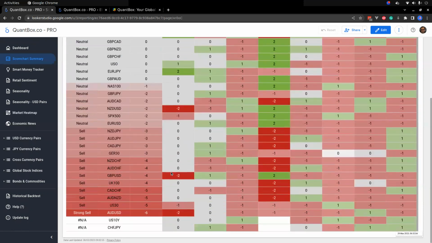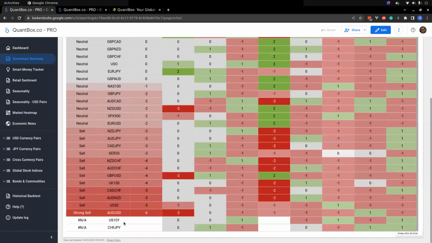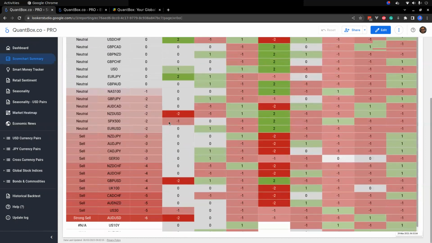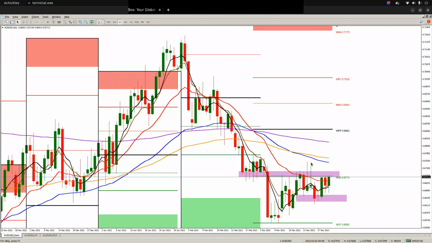With regards to currency pairs, we have got significant bullishness or bearishness. Well, we've got Aussie USD right at the bottom, and we've got USD CAD right at the top, and USD ZAR. So the USD ZAR and USD CAD. USD ZAR is actually kind of the opposite of Aussie USD. Let's take a look at USD ZAR.